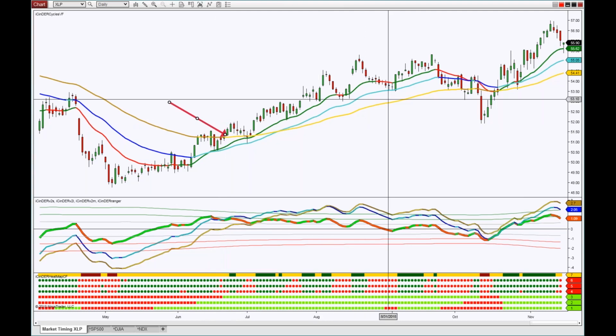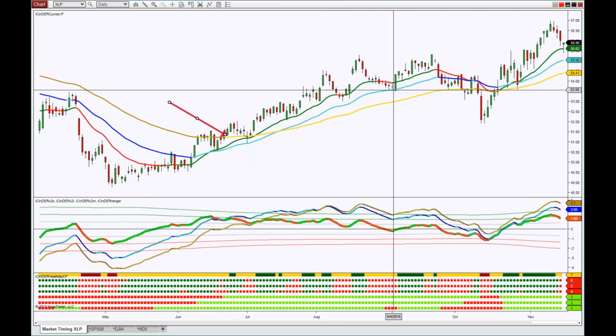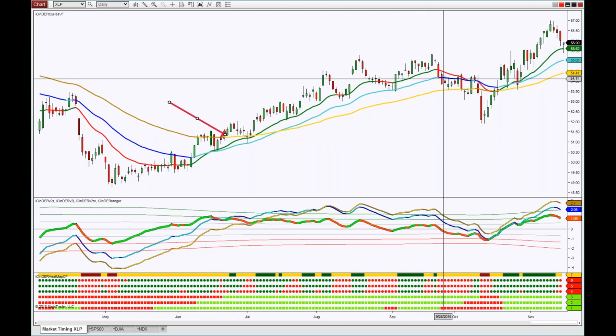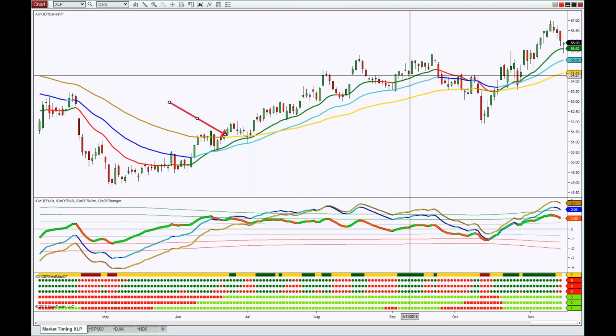Then what happens? Well, the intermediate cycle acts as support. As it breaks down, and you see it here, 926, that was a signal for a short. In other words, exit the market, because we're only going to look at the market going long.